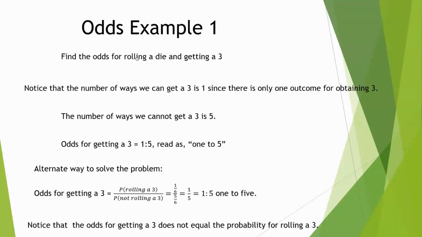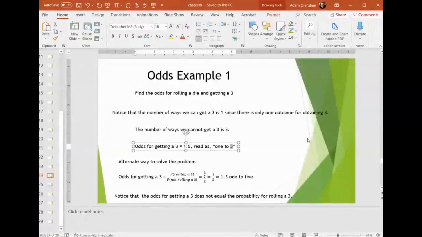How many ways can we not get a 3? So in this case, again, the event is getting a 3. How many ways can we not get a 3? We get one of the other numbers. There are 5 other numbers, right? There's 1, 2, 4, 5, 6. The odds for getting a 3 are 1 to 5. Now I'm happy. It's 1 to 5.